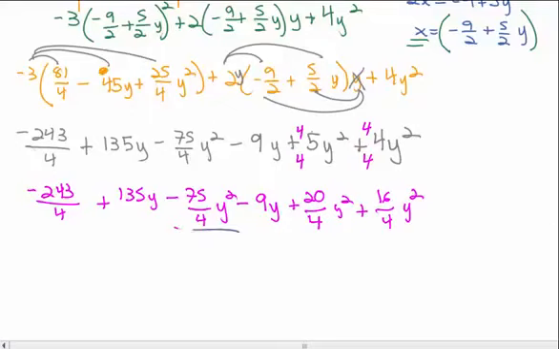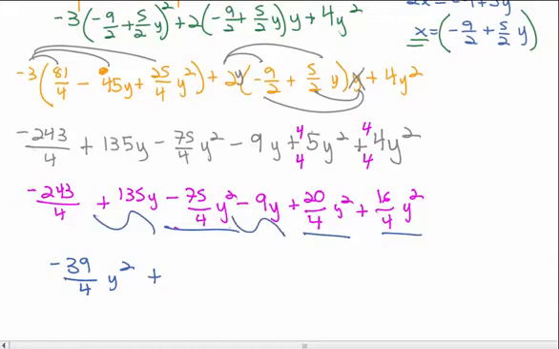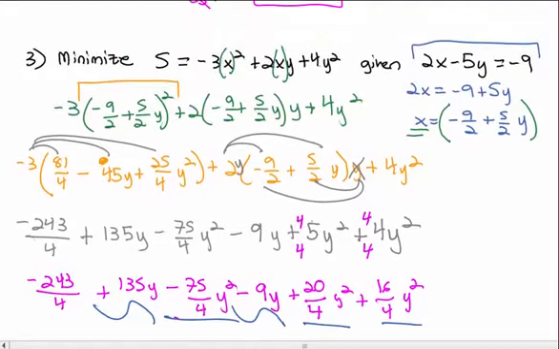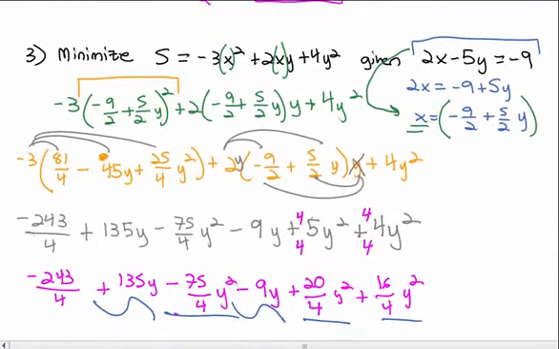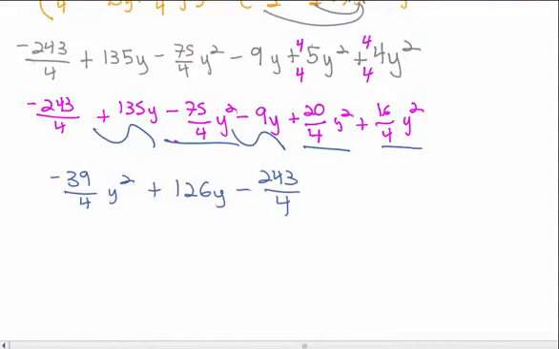Combining the y squareds will give us negative 39 over 4 y squared, plus the 135 minus 9 is 126y, minus 243 over 4. Yes, there's fractions. Yes, it got ugly, but the process is still the same. What we've done is we took our equation and solved for a variable and plugged it into the original formula. A little bit of algebra makes it look like a quadratic, and so we can find the vertex.